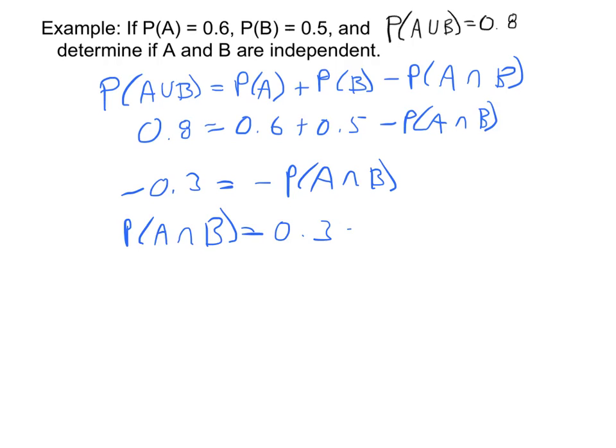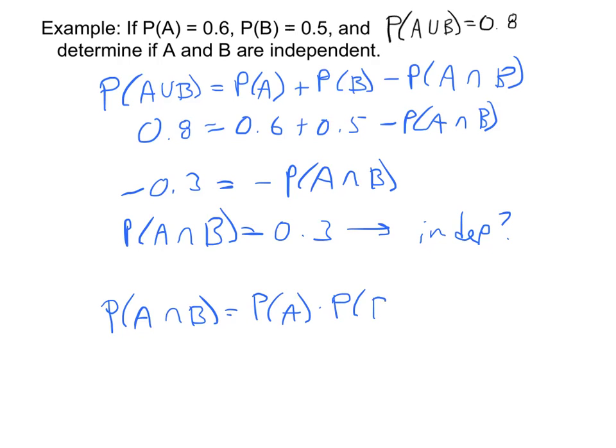Now the question is, does this mean that they are independent? Well, how do we test for independence? If they're independent, the probability of A intersect B will be the probability of A times the probability of B. So what is 0.6, which we were given, times 0.5? Turns out it's 0.3.